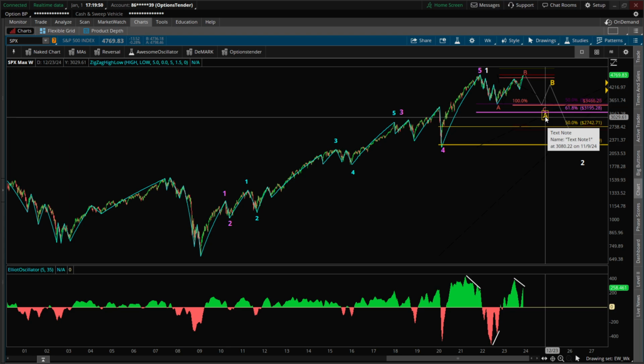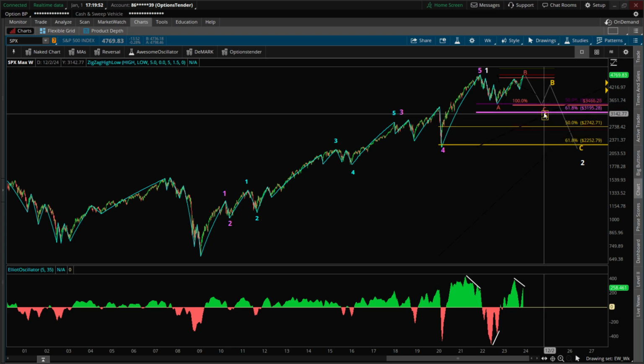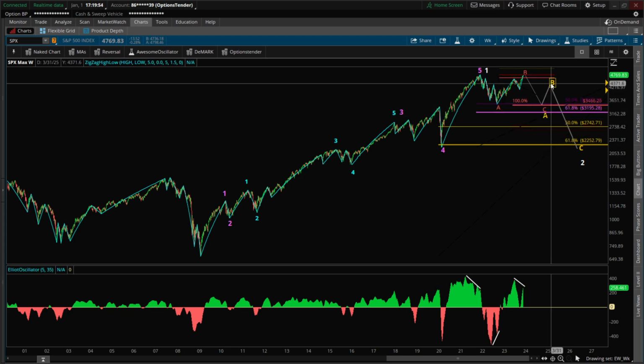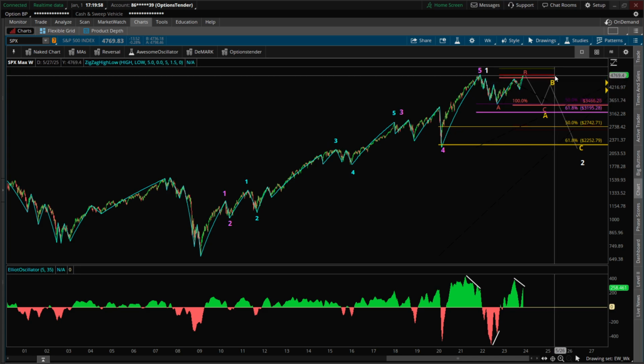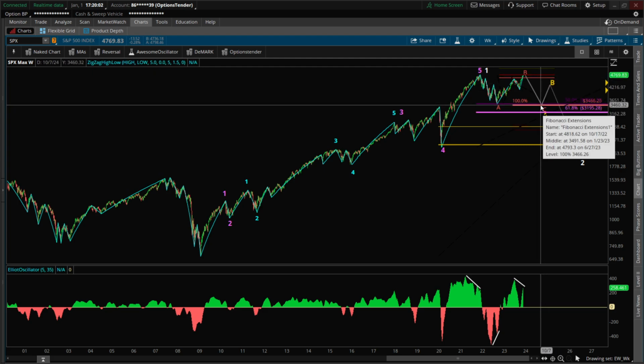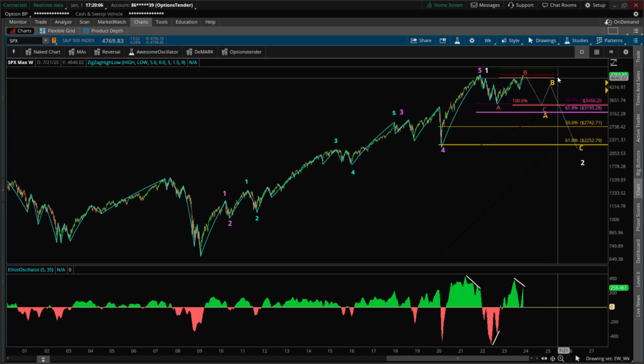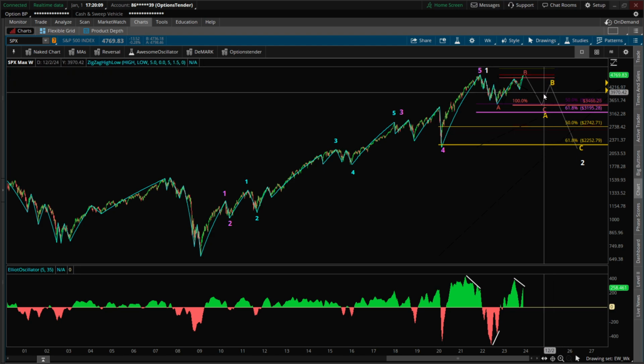Now that brings us to our A for the larger primary correction for A in the yellow. And now we need to get a 3-wave move up for a B. And remember that B can go all the way up to test the highs again. And really, I don't want to focus on this B wave too much, but really it could surpass up here, okay, if this is an expanding B.